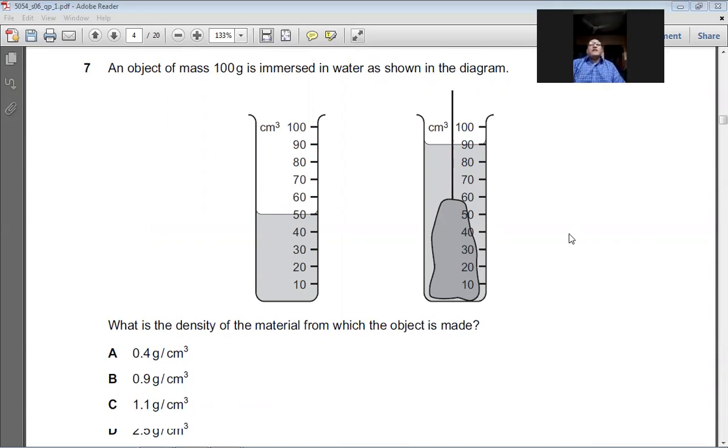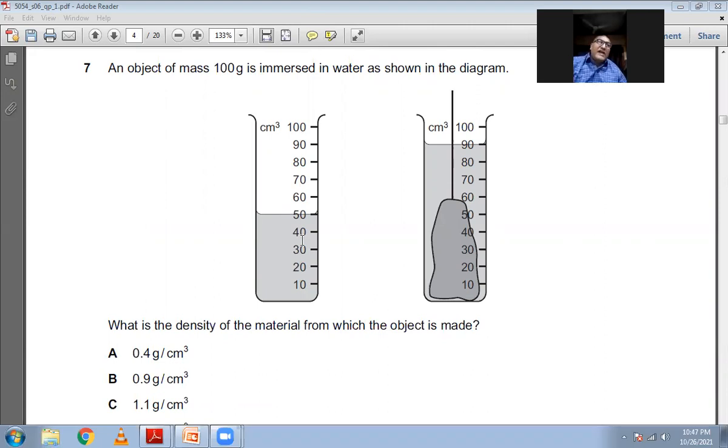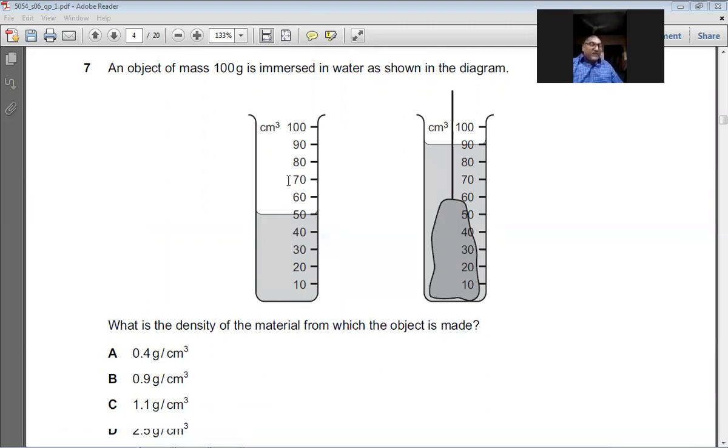Question number 7 is on your screen. An object of mass 100 gram is immersed in water as shown in the diagram. Here we have a measuring cylinder filled with water. The volume, we call it V1, is right now 50 centimeter cube. When I immerse that object into the water, the volume appears to be 90. Let me call it V2. V2 minus V1 will be 90 minus 50, that will be 40 centimeter cube. So that 40 centimeter cube will be the volume of this object.